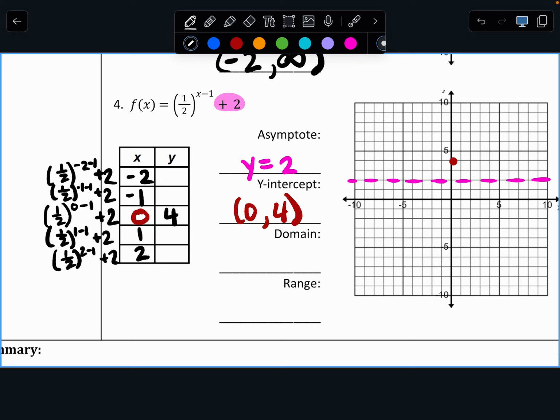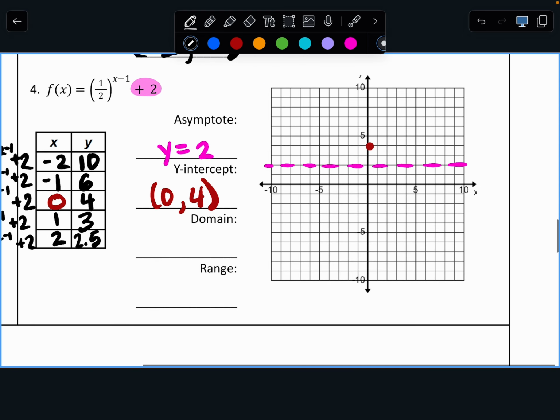All right, so plugging all of those into the calculator. This will give me 10. This will give me 6. 3. And 2.5. All right, -1, 6, -2, 10, 1, 3, and 2, 2.5.